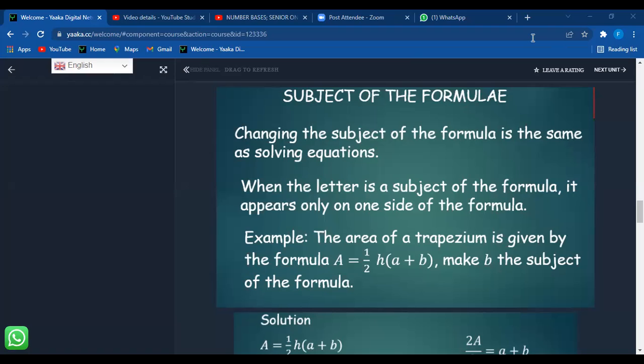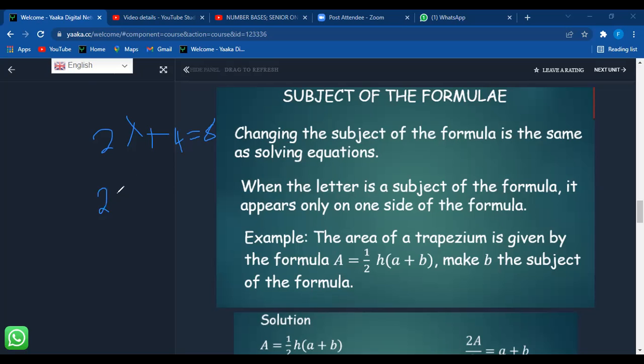So we are saying it is the same. If you are given 2x plus 4 equaling 8, as you try to find x, what you are actually doing is finding the subject of the formula. So you are making x the subject of the formula. By doing that, you are finding the value of x. So solving this equation is the same as changing the subject of the formula.